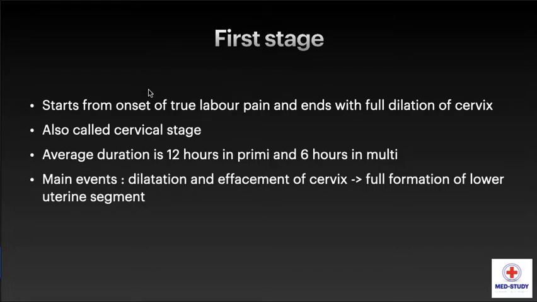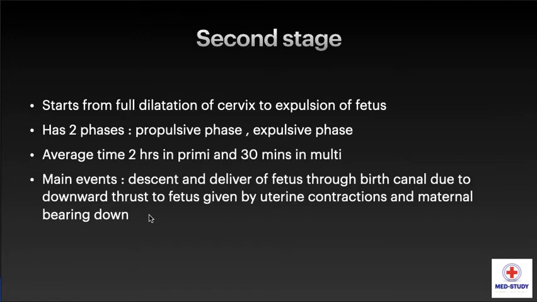Now coming to first stage. It starts from the onset of true labor pains and ends with full cervical dilatation. It is also called the cervical stage. The average duration is 12 hours in primigravida and 6 hours in multigravida. Main events are dilatation and effacement of the cervix, which leads to full formation of the lower uterine segment.